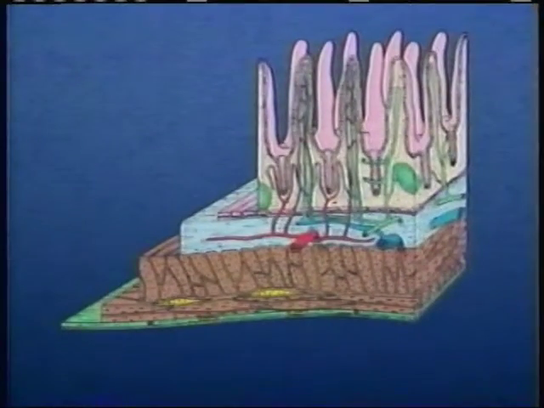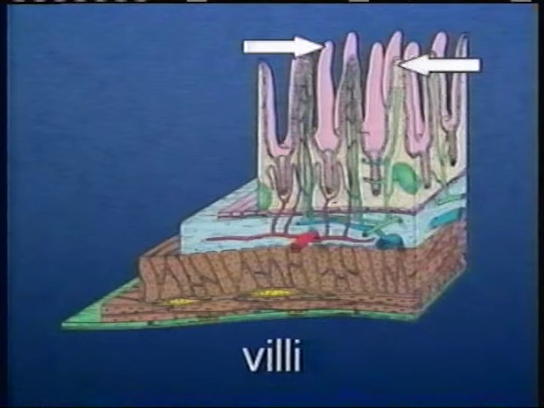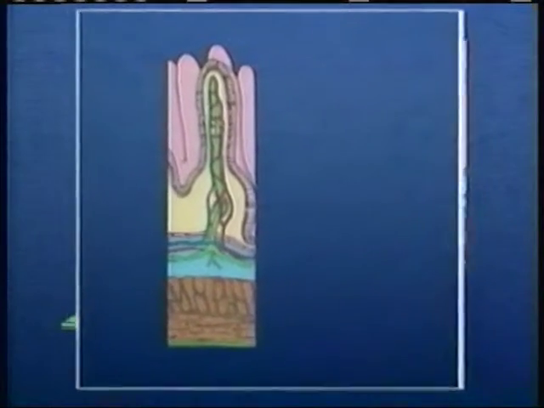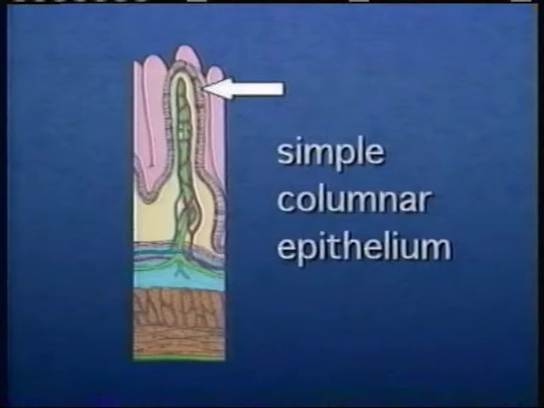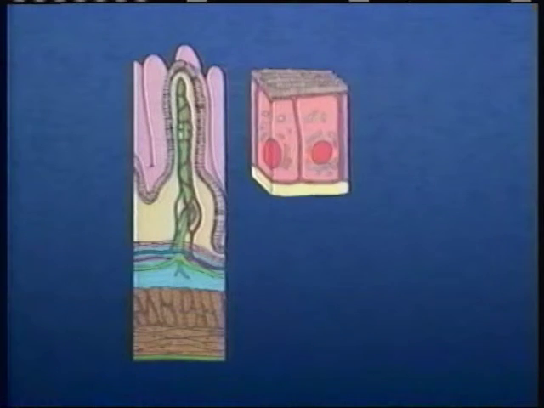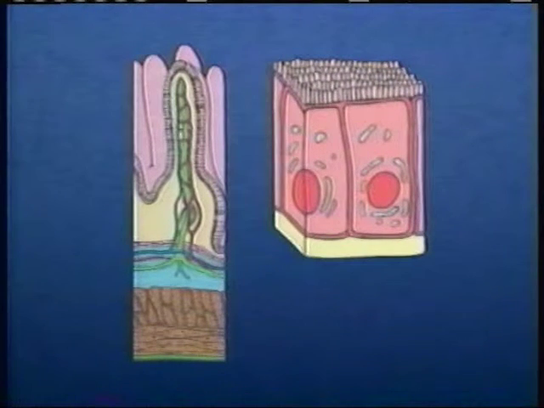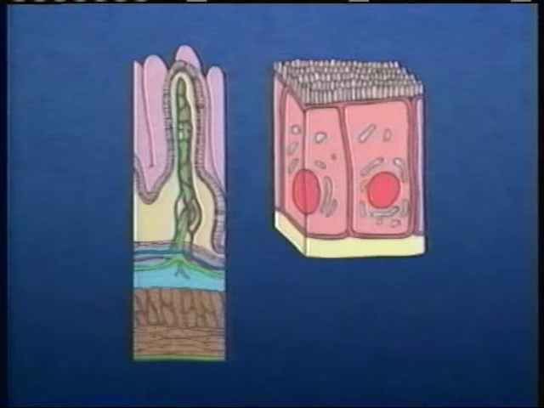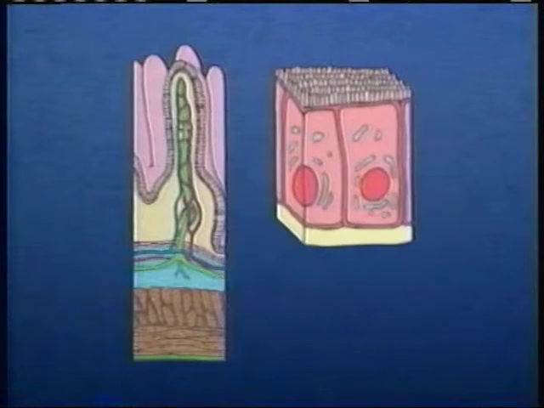Finger-like projections of the mucosa called villi further increase the surface area for absorption. The villi are lined by simple columnar epithelium with absorptive cells, goblet cells, and enteroendocrine cells. The absorptive cells have tiny projections of their surface membranes called microvilli, which make up the brush border and also increase surface area. Brush border enzymes complete the digestive process of disaccharides and small peptides.